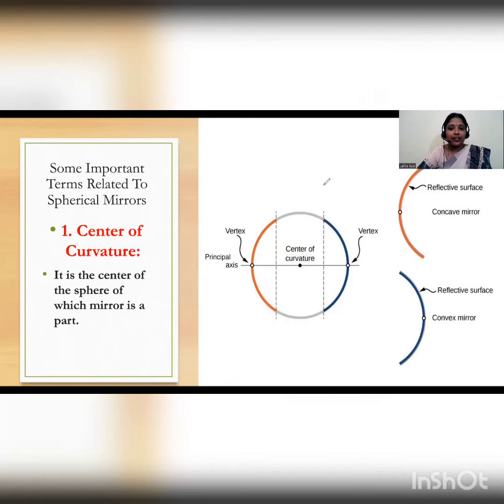So what is the center of curvature? The center of curvature is the center of the sphere of which the mirror is a part. So this is clear. The first term is the center of curvature, and we denote it by the letter C.